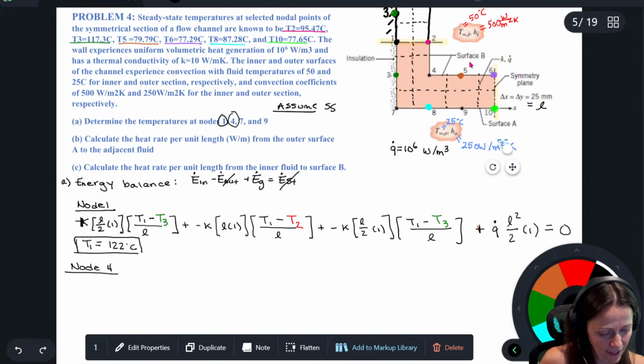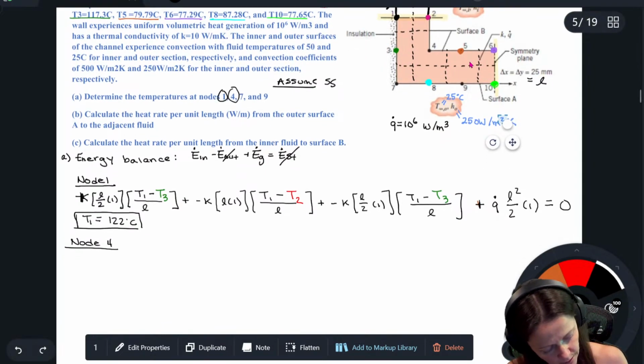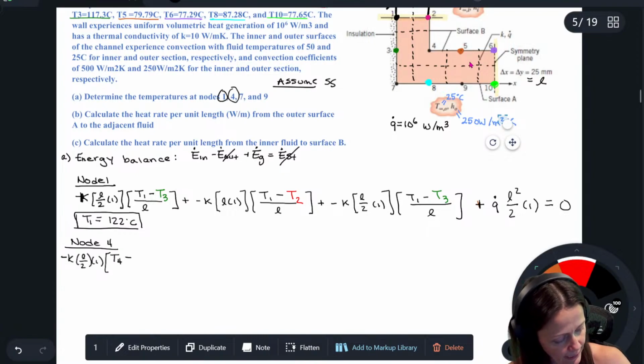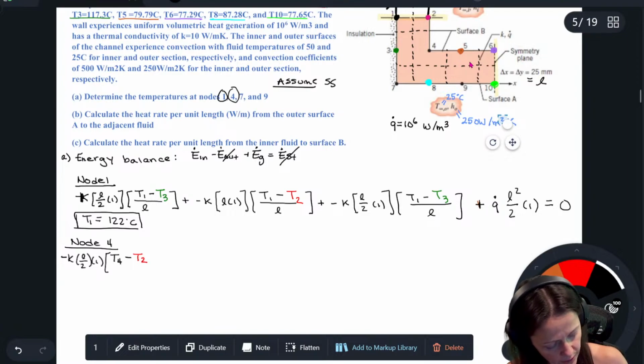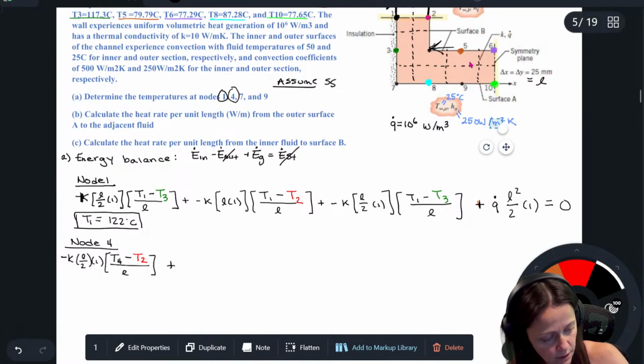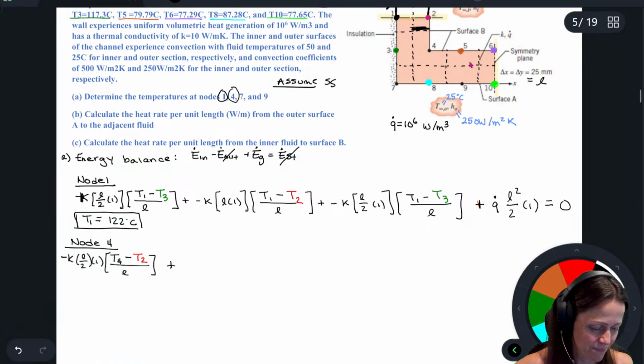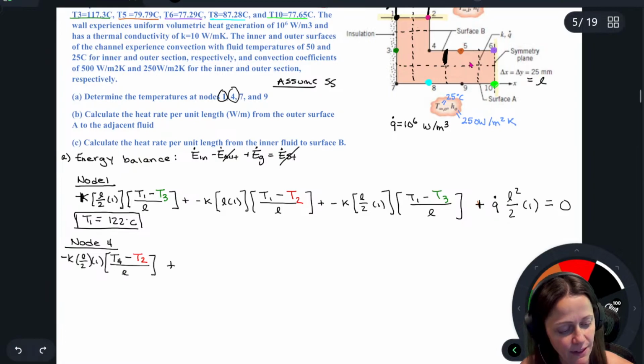Is what it is. All right, so coming from 2, I have negative k. Area is a half area, L over 2 times the 1, times T4 minus my T2 over L. L is going to cancel out. Now I've got it coming from T5. Why is that one a half area? Because it's half area. See that? And this is going to be a half area too for 5.